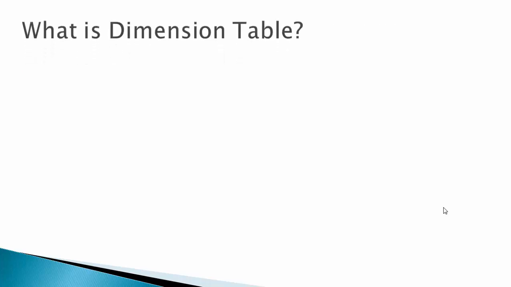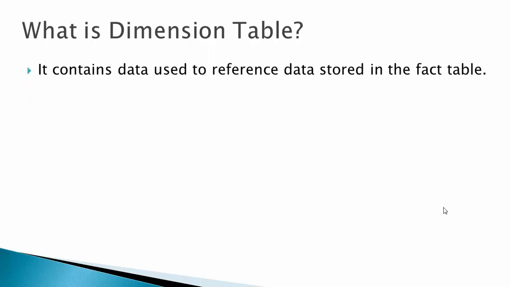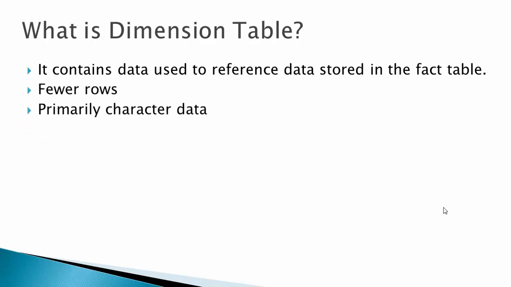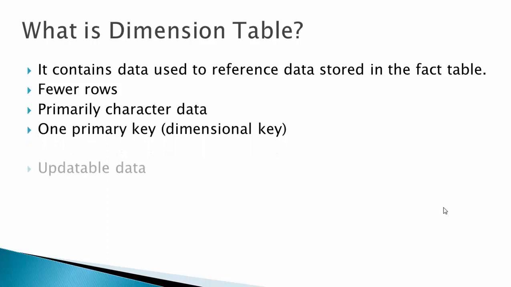What is a dimension table? It contains the data used to reference data stored in the fact table. It has fewer rows. It has primarily character data. It has only one primary key, that is the dimension key. And we can update the data in the dimension table. It is updatable data.